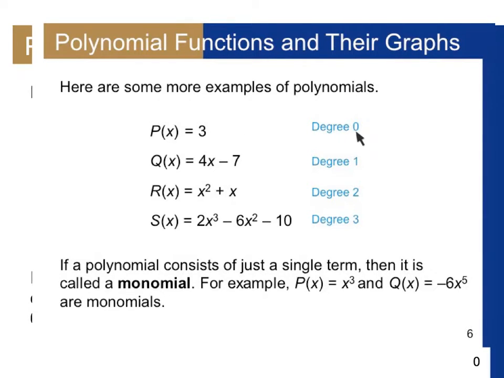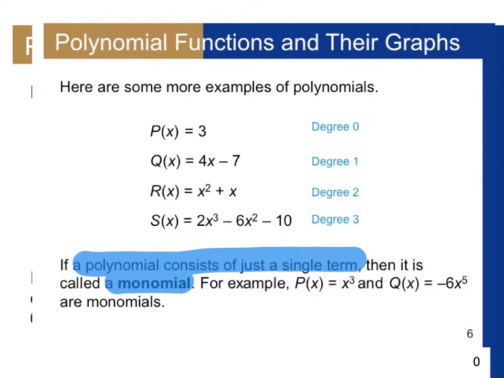So a linear function could have a degree of 0 or 1. Quadratic will have a degree of 2. A cubic will have a degree of 3. If our polynomial has a single term, then it's called a monomial. So for example, p of x equals x cubed or q of x equals minus 6x to the 5th are called monomials. This one's a monomial here.